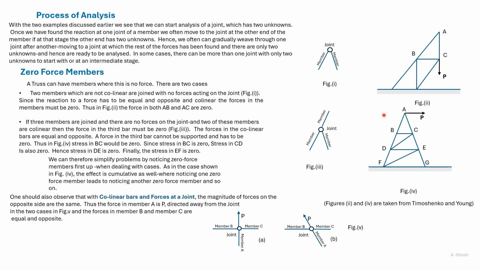Next, we look at collinear members. Here, member B and member C are collinear, and the forces acting in the members will be equal and opposite. Also, the force acting in member A would be equal and opposite to this force P.